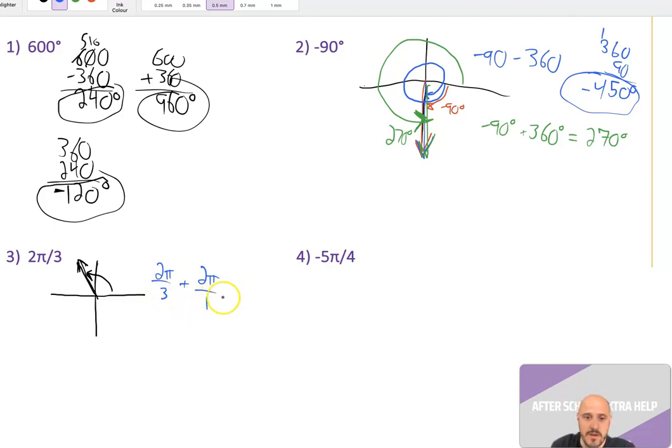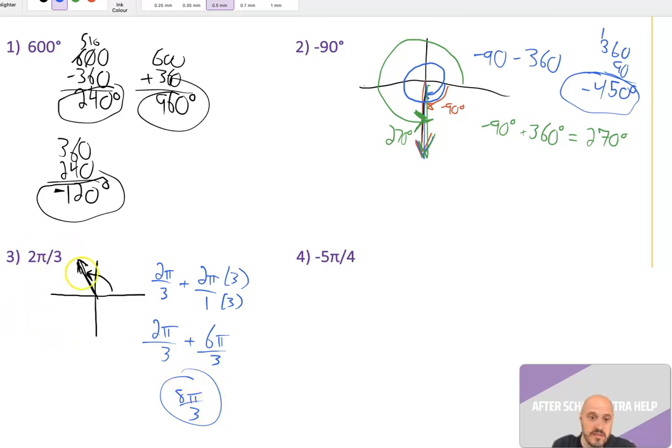I don't have a common denominator yet. So let's make a common denominator. I'm going to multiply by 3, top and bottom. And if you're saying this is too easy for me, skip ahead, right? I just want to make sure everyone has this. So now we can add, right? We have our common denominators, and we get 8 pi over 3. That's our positive coterminal angle.